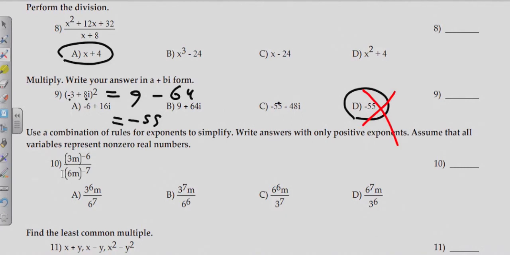See the multiple choice, how tricky it is sometimes? In fact, you are still missing an important term, which is first times second times 2. So you still have 2 times minus 3 times 8i.